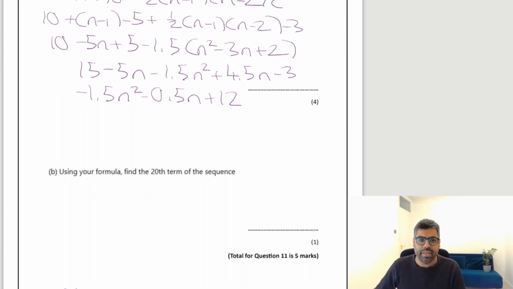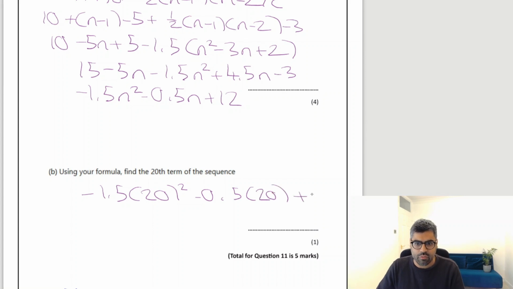Then for part B, we need to use our formula for part A to work out the 20th term of the sequence. So we're just going to make n equal 20. Let's put that into our formula. So we have minus 1.5, 20 squared, minus 0.5 times by 20, plus 12. Put this into your calculator to simplify, and that gives you minus 598, which is our answer to part B.